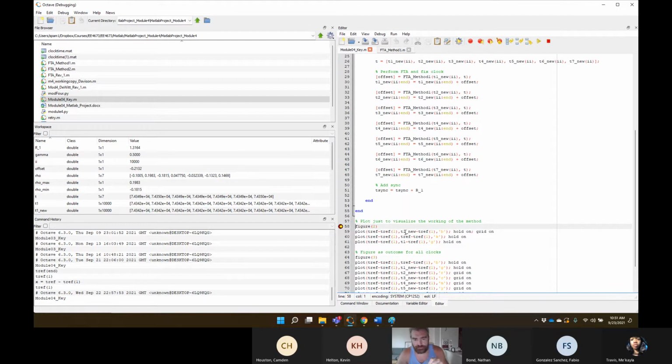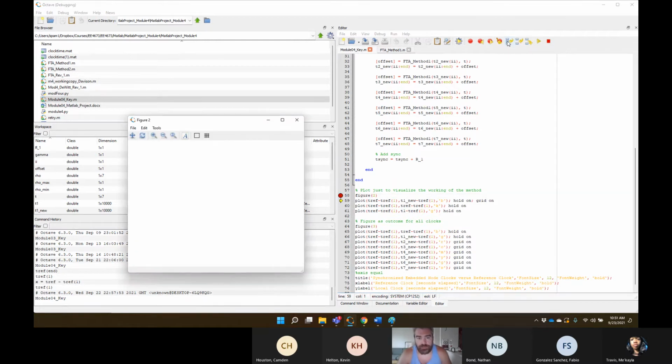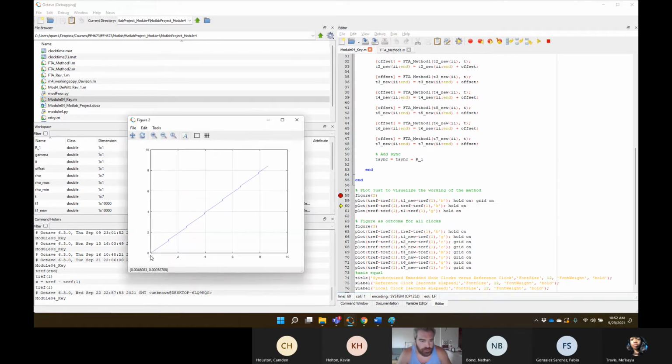Okay, so this plot isn't the answer. Don't be confused. This plot is helping you visualize how the algorithm actually works. So we're going to make a plot of the new values for time 1. So this is just what the time 1 looks like. Obviously for you, you're going to have all 7 lines in there for your real plot. But you can see it goes, then it gets resynced, then it goes, then it gets resynced, and it goes, and it gets resynced, and so on.